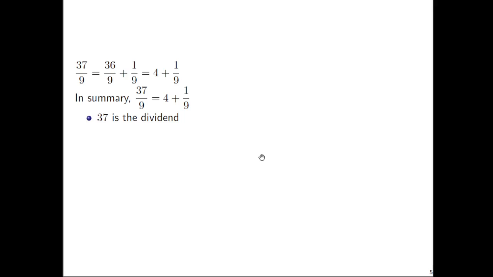Now, a lot of these pieces have names to match up with some of the notation that's typically used in algebra. 37 is the dividend, 9 is the divisor, 4 is the quotient, and 1 is the remainder. You see it's 1 over 9, still over 9 like it was over here. Now we're going to see this behavior in general with all kinds of long division.